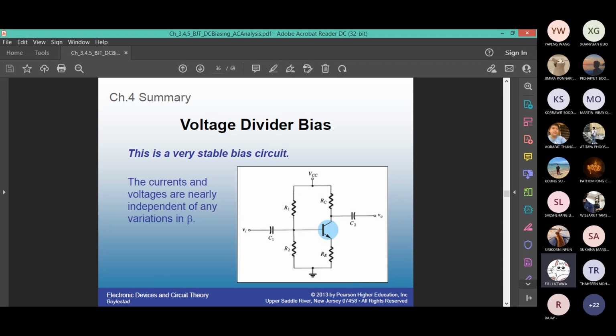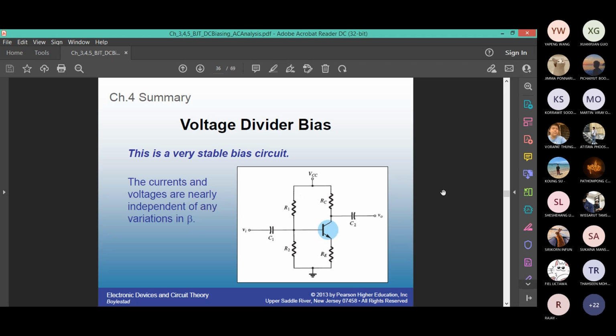This one is even more stable than the emitter stabilized bias. That's why the slide starts with the comment that it is a very stable circuit. The output voltage and current are nearly independent of beta variation. Not fully, but nearly. The variation in output current and output voltage will be much less than both the fixed bias and the emitter stabilized bias.